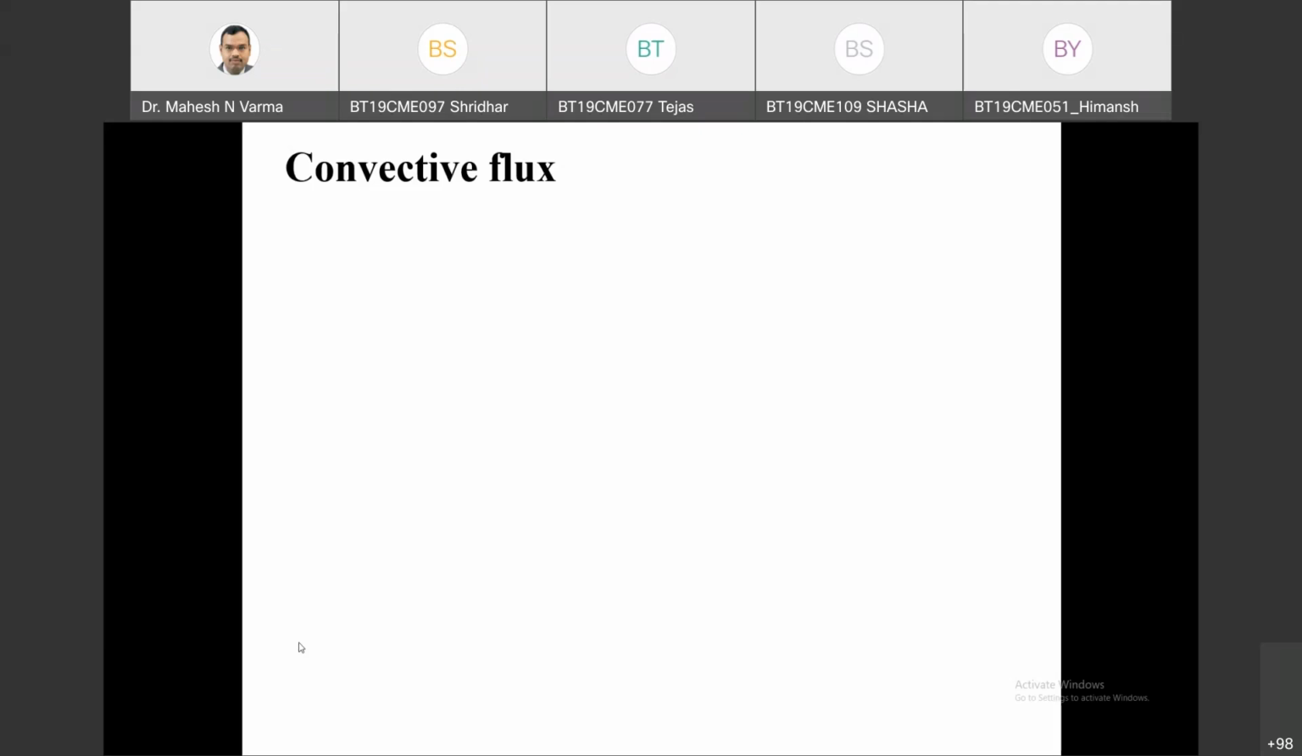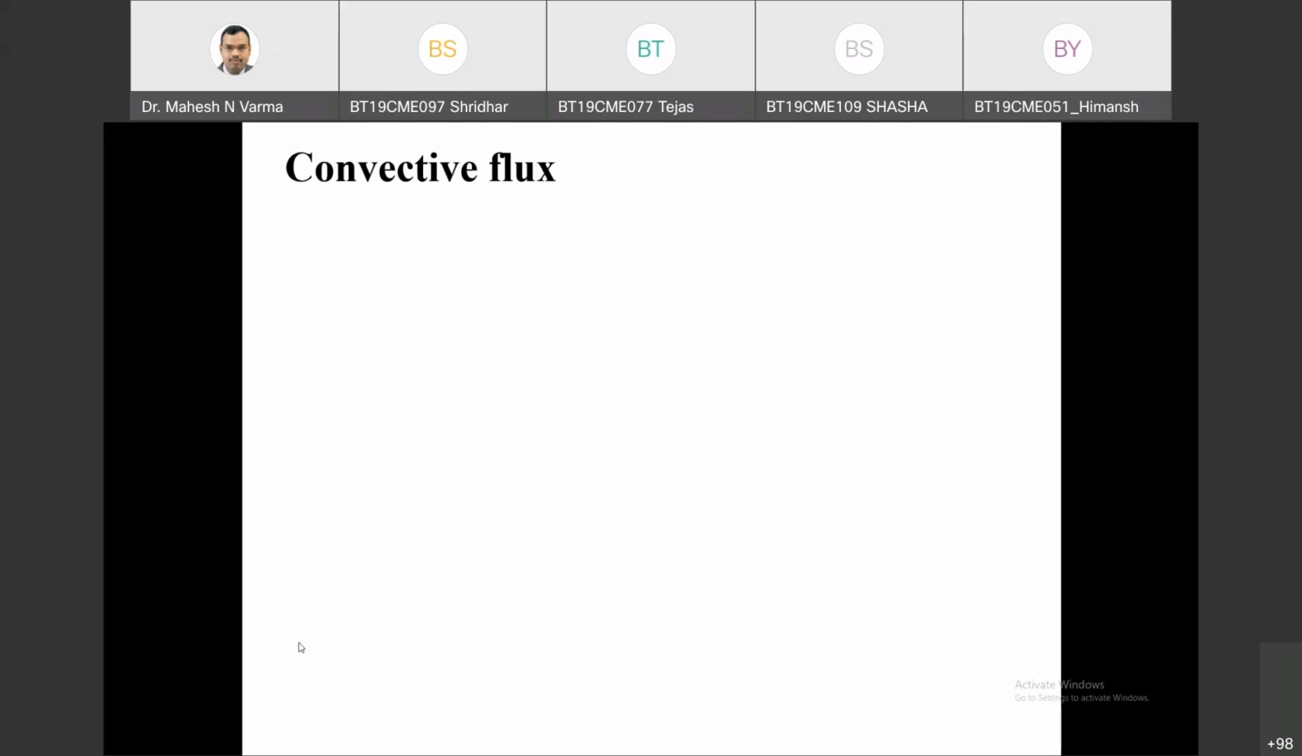H is not a property of the substance. H is a property of the system. It doesn't depend upon only the substance. It depends upon the whole system and surroundings. Everything will have an effect on the heat transfer coefficient. So, does anybody remember how H is related to velocity? What is the relation between H and velocity?